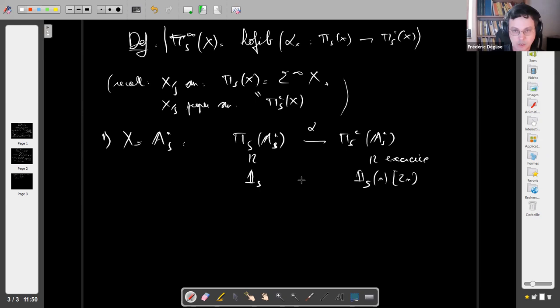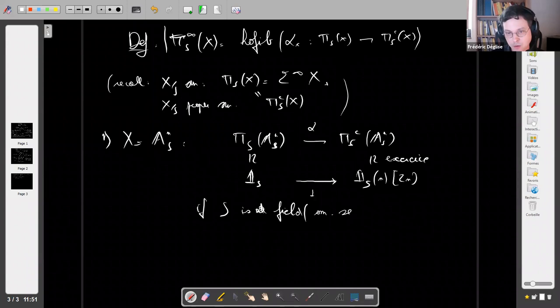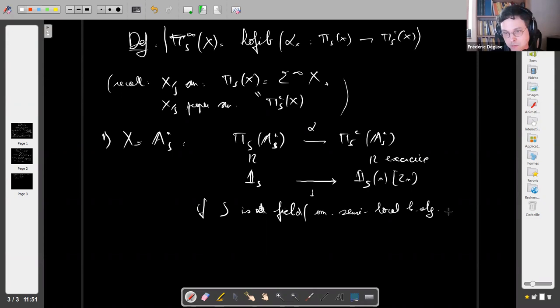The map here, say if S is small, if S is something like a field, or even you can take a smooth semi-local algebra, then this map is zero.